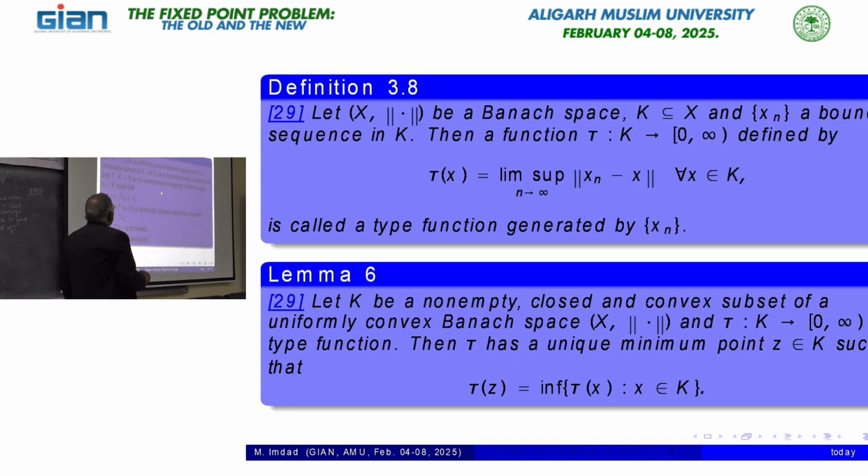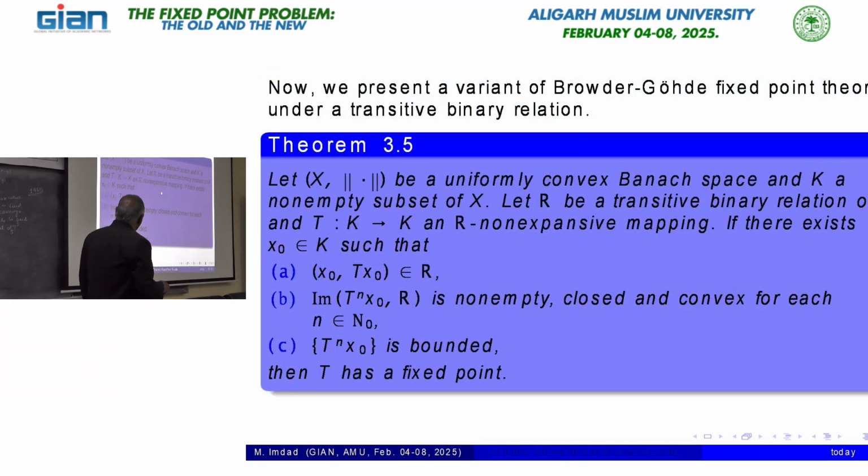Now here we have our results. Just look here, there are three conditions. Let X be a uniformly convex Banach space and K a non-empty subset of X. Let R be a transitive binary relation on X. Then T from K to K is R-norm expansive if there exists x_0 such that these three conditions hold: x_0 R T x_0, which is again for the sake of the construction of the sequence; the set image T x and R is a non-empty closed and convex subset of K for each n belonging to N, and T^n x is bounded. Under these three conditions, that very theorem, as I said in the beginning, can be lightened or improved up to this extent, so that we can utilize our binary relation here. Then T has a fixed point.